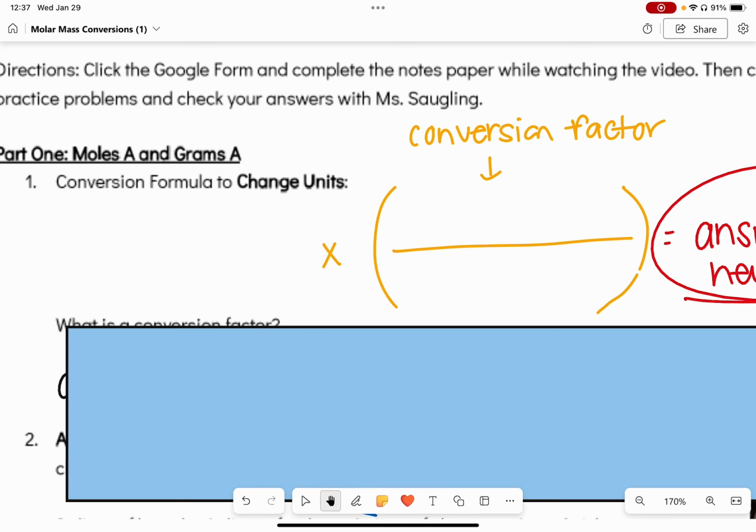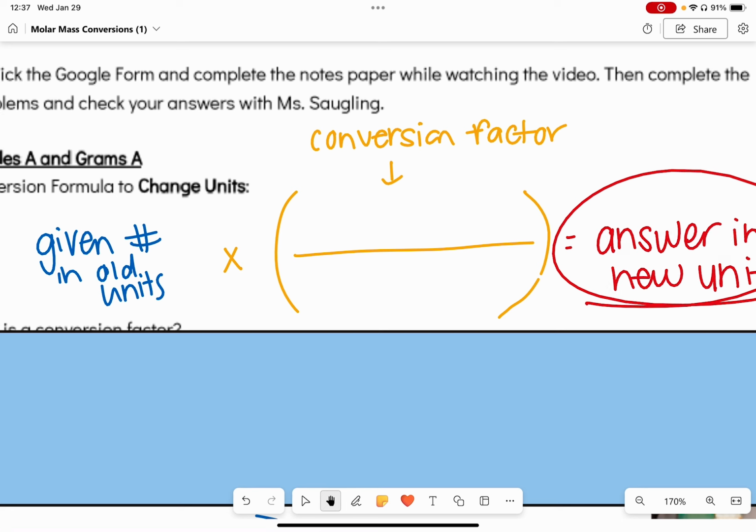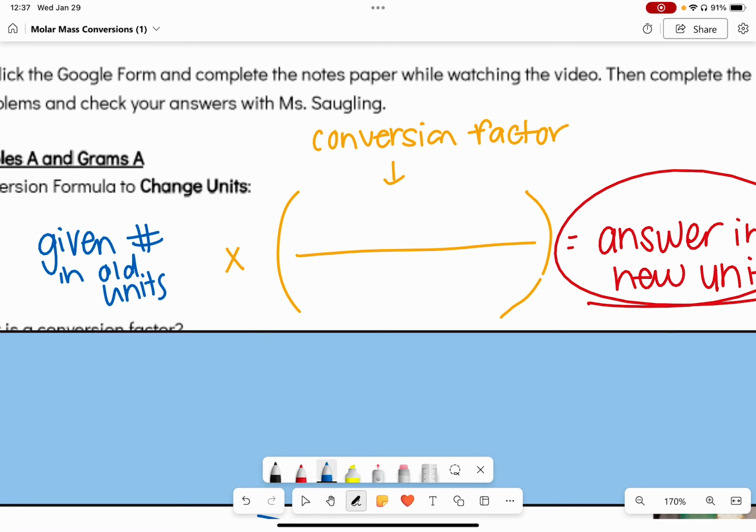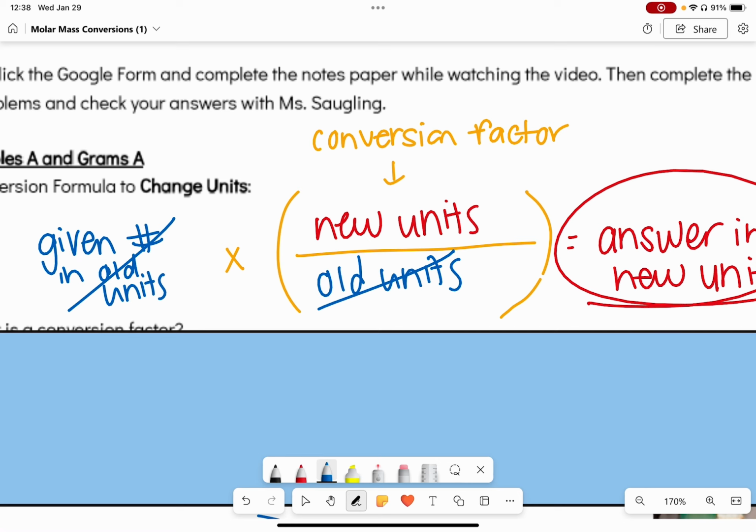It starts with our given number from the question out front. And now our given number is in our old units. Our old units is just the units that come with the number that they gave you to start with. We are going to multiply it by our conversion factor. On the top of the conversion factor, you will have your new units, so what you want to find, and then your old units go on the bottom so that they cancel out with the number in front. And you're left with just your new units in your answer.